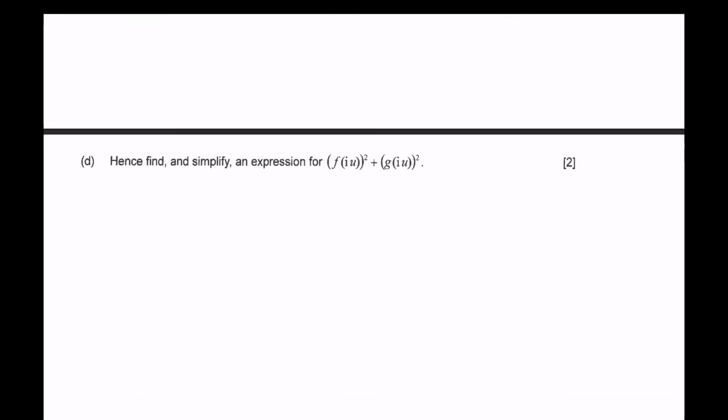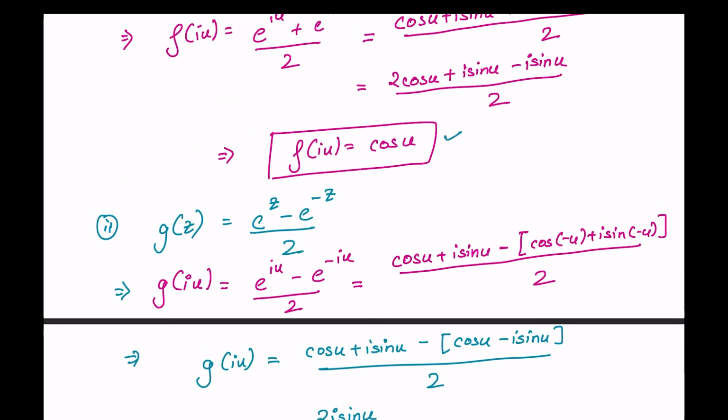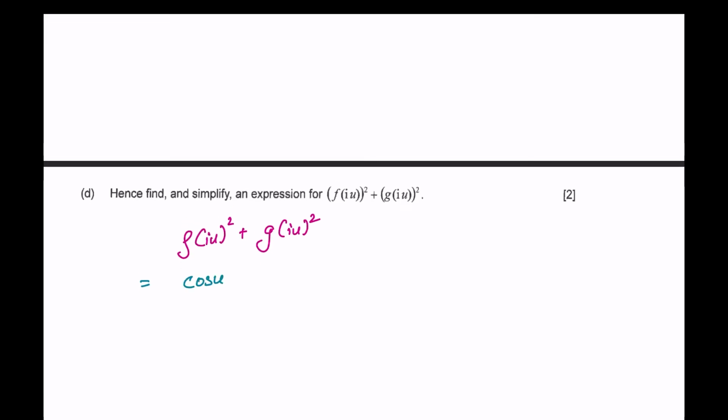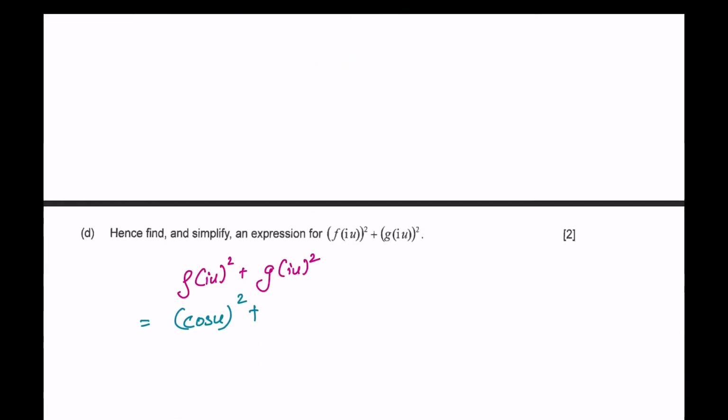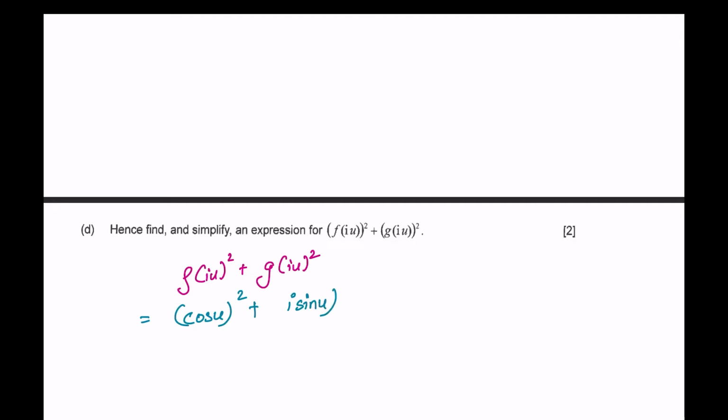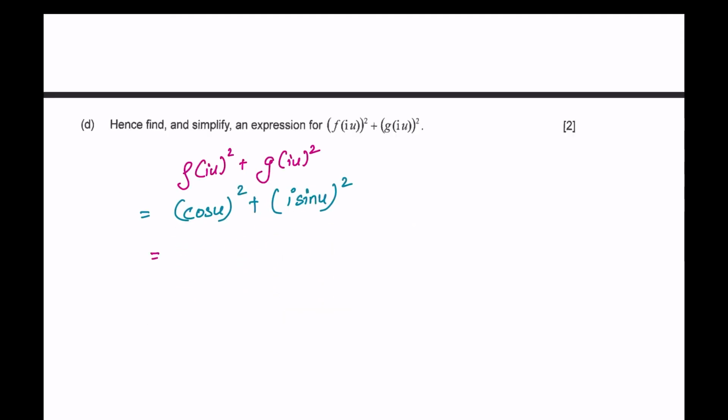Now let's get to part D. We have to find and simplify an expression for f of iu squared plus g of iu squared. f of iu squared is basically cos squared u, so I can write it as cos u whole squared. Well, g of iu we found out as i sin u, so i sin u whole squared. So this becomes cos squared u plus i squared sin squared u.